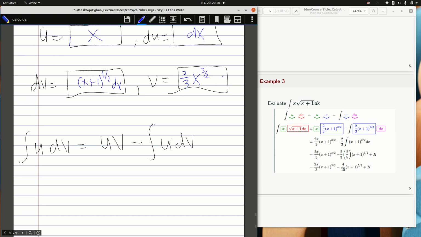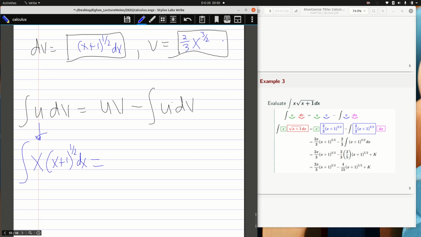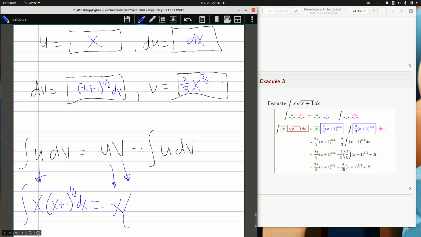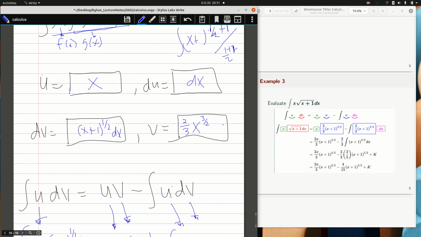So it means I have the integral of u, which is x, and then dv, which is x plus 1 to the half dx. The original equation will be equal to u, which is x, times v. What did we get for v? We had 2 on 3, x plus 1 to the 3 on 2, minus integral u, we still had x, dv, we had... I hope I'm doing the substitutions well. I think I'm messing something up. Yeah, here I'm not done. It is x plus 1, 3 on 2. Okay, so let me do the corrections.